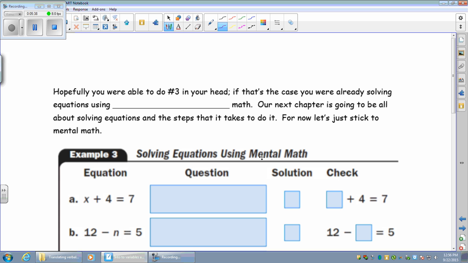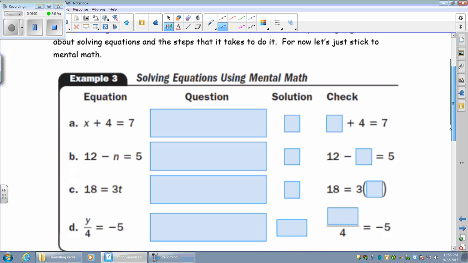Now I start to say on the next page, hopefully you were able to do the last one in your head. If that's the case, you're already solving equations using mental math. Our next chapter is going to be all about solving equations and the steps it takes to do it. But for now, let's just stick with mental math because if we understand what an equation is, it'll be a little bit easier once we have to solve them.